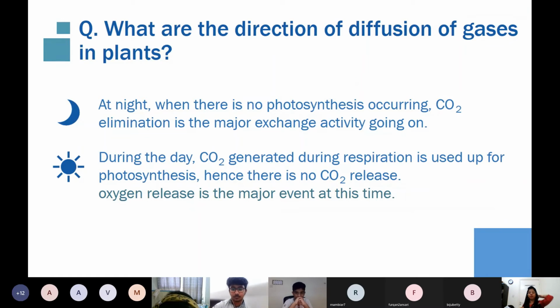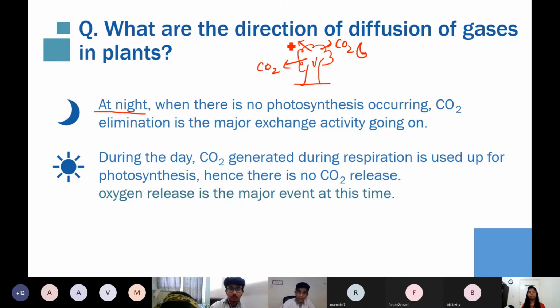Okay, now at night, which gas is going out from the plant? Carbon dioxide. Yes, this is the night. Carbon dioxide is going out. So which gas is going in? Oxygen. Yes, oxygen is entering and carbon dioxide is going out. So what is this life process? Respiration.